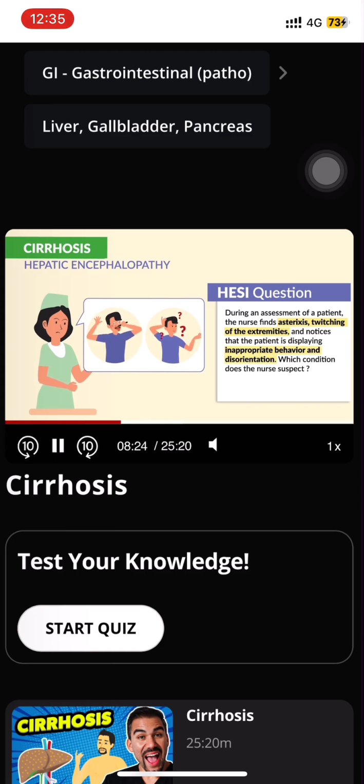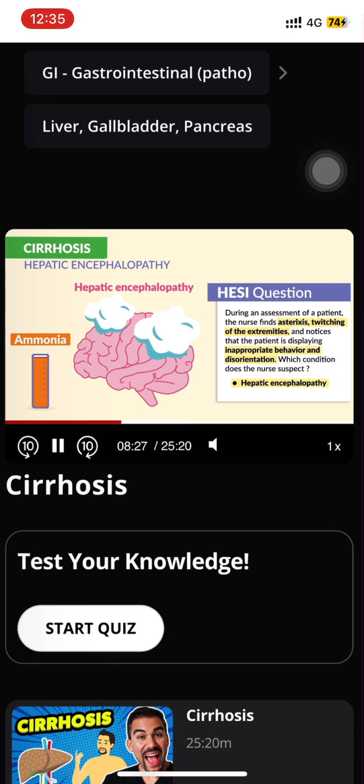Which condition does the nurse suspect? Hepatic encephalopathy. The key terms there are inappropriate behavior, disoriented, and the twitching of the extremities.